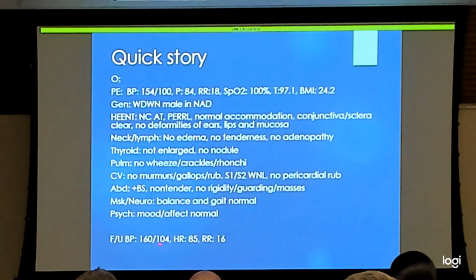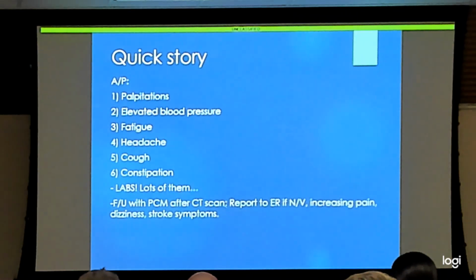Followed blood pressure 160/104. The rest of it is boring. Anybody have a time with that? Cool. So, problem list, oodles and noodles of things. Palpitations, elevated blood pressure, fatigue, headache, constipation, labs, lots and lots of them. Followed with PCM after the CAT scan, report to the ER if nausea, vomiting, increasing pain, dizziness, and stroke symptoms.